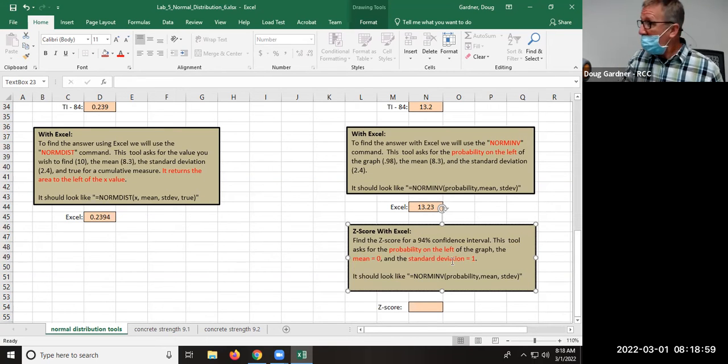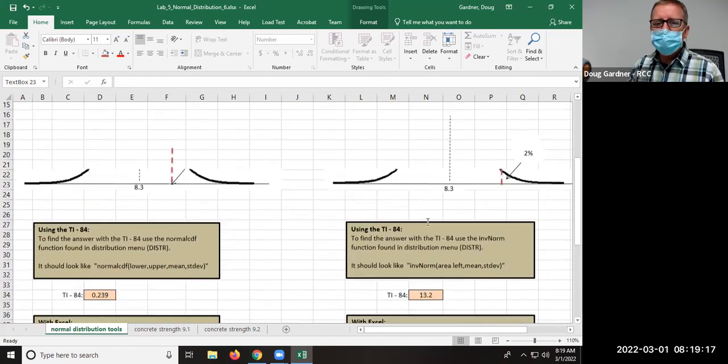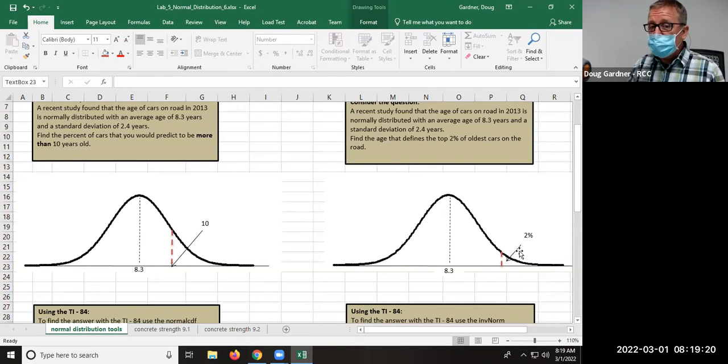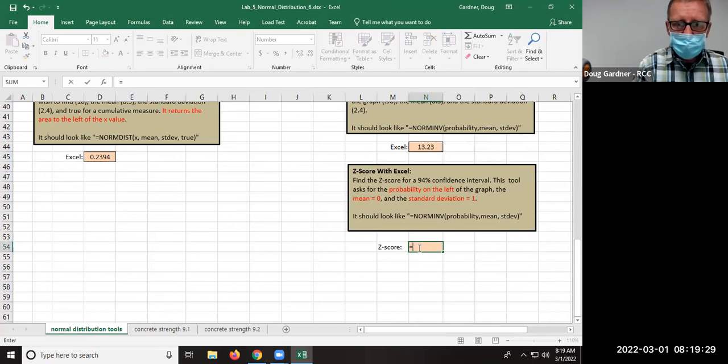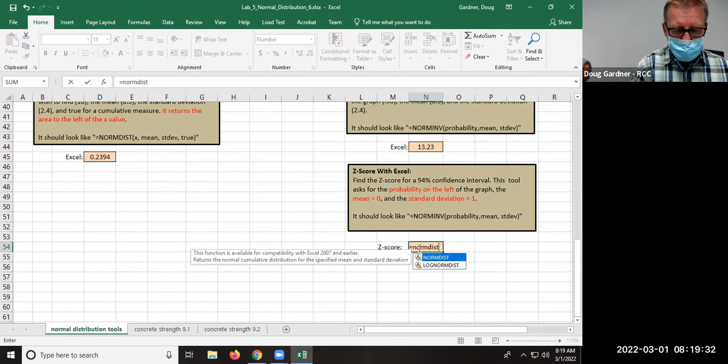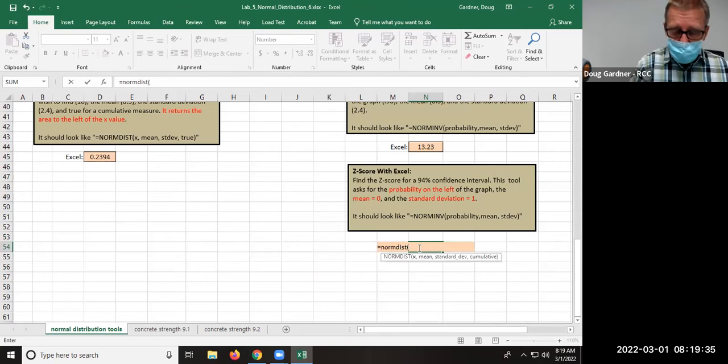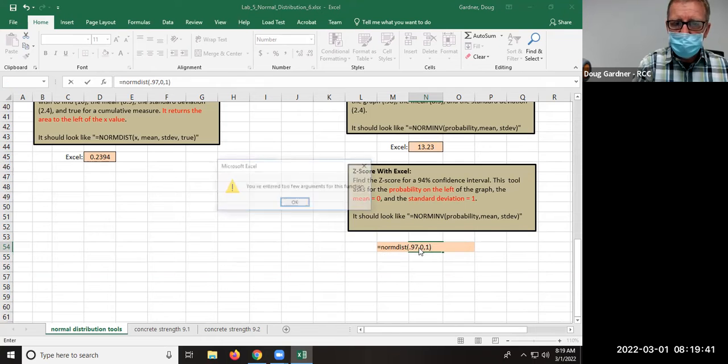So as a part of finding your error for, in this case, a 94% confidence interval, remember that's the middle 94%, which would leave an error of 6%. Split in the two tails would be 3%. I'll just use this picture up here as an example. If this was 3%, then wouldn't the area to the left of that be 97? So in order to get this correct z-score, I'd have to say equals norm dist, spelled correctly. Probability would be 0.97, and the mean is 0 and the standard deviation is 1.